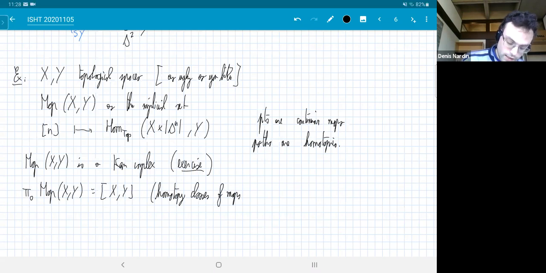So the notion that homotopy classes of maps are pi zero of the mapping space is perfectly rigorous and perfectly precise, even for super ugly spaces. You just need to define the mapping space as a Kan complex and not as a topological space.